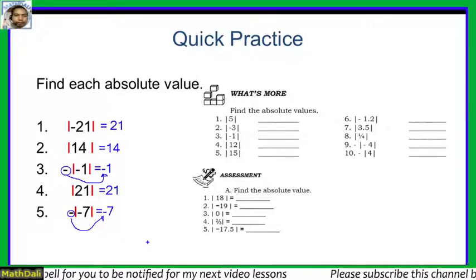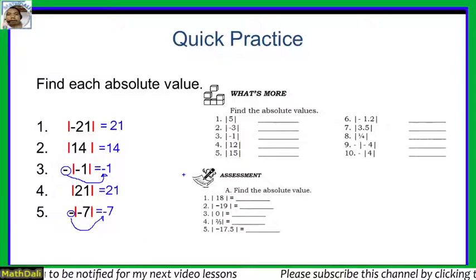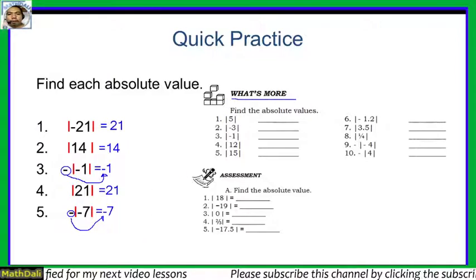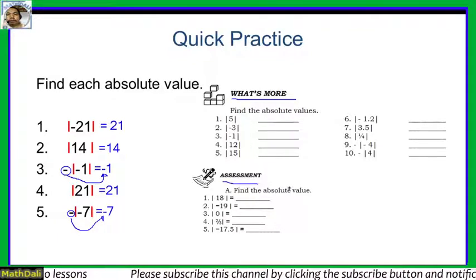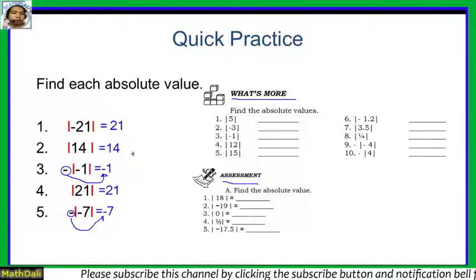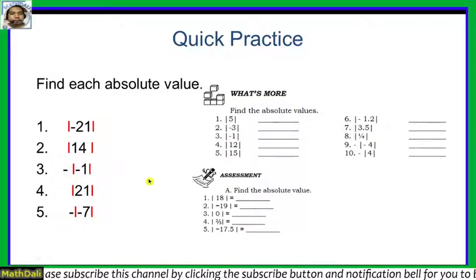Yan, tapos na. Yay! Okay, so, yan, ganyan sagutan yung sa what's more sa module and even with the assessment in your module. Yan.